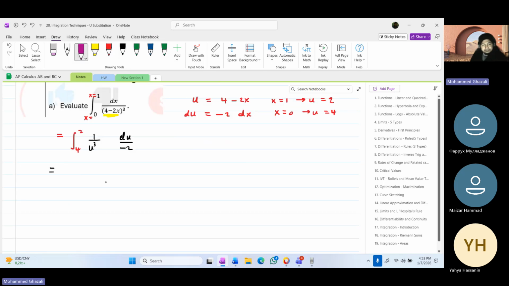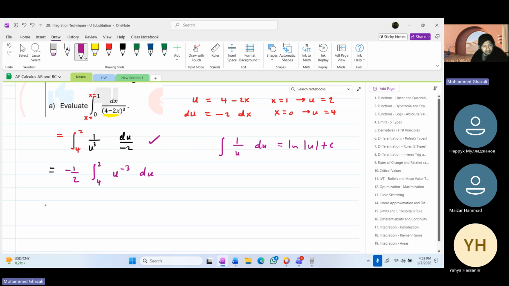Because you have converted the bounds for integrals, you can forget about the previous question. This is your question now. You just made a new question by changing the boundaries. So this is negative half. Let me take the negative half out. Integral from 4 to 2 of u to the power negative 3 du. It's only ln if it's in this form, 1 over u du, a rational form. But if you have this form, it's just the power rule.